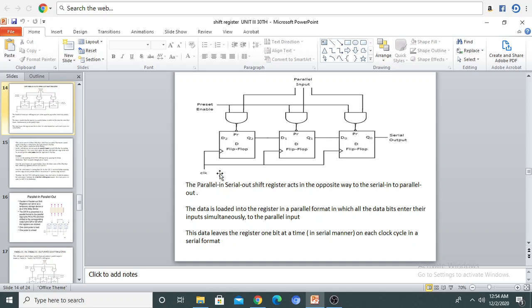On the second clock pulse, Q1 value is shifted to Q0. Already 0 in Q1, this value is shifted to Q0, that is the serial output. So now I am getting the third value 0. So this is parallel in, serial out. We are entering the data in parallel, taking the output in serial.